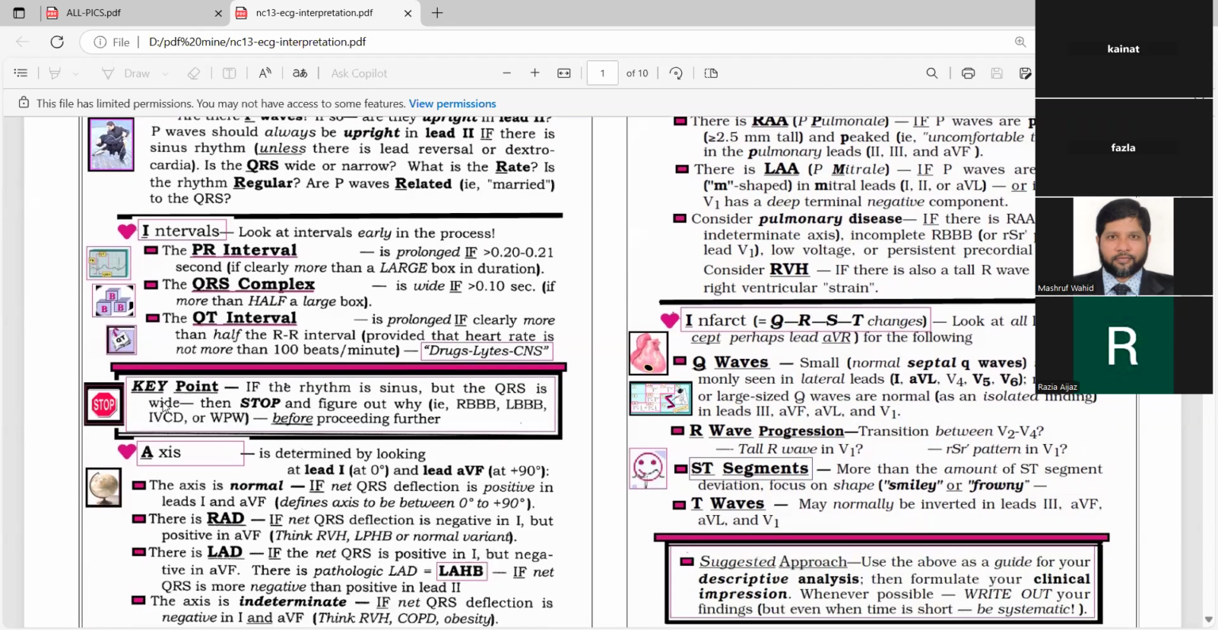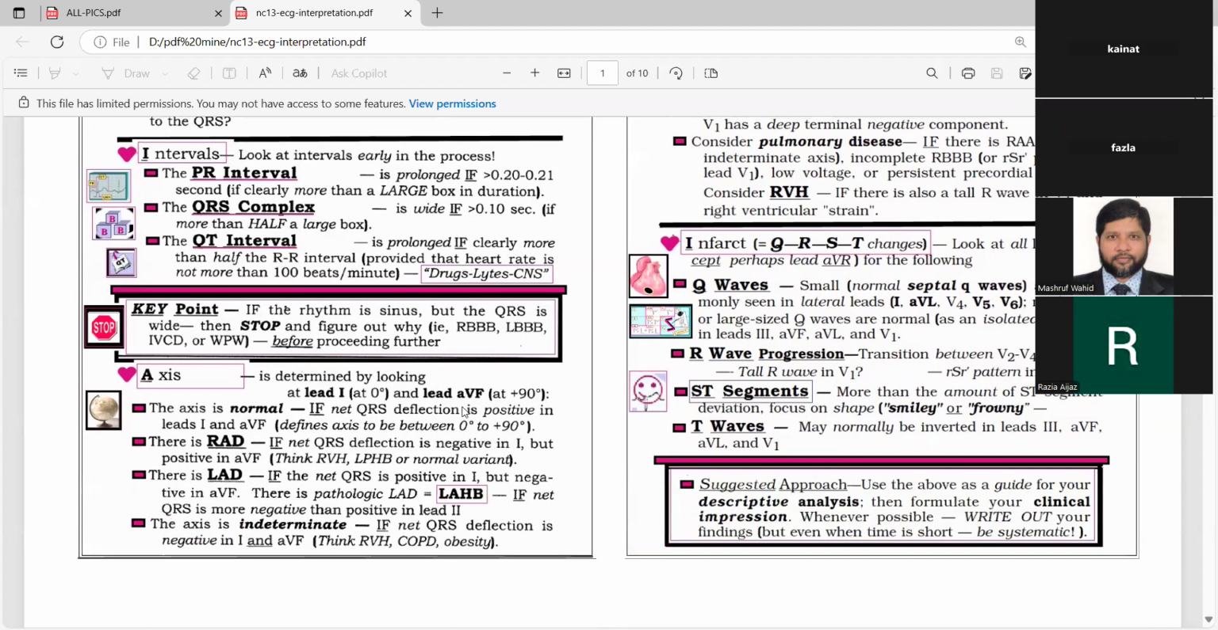Then we are talking about the key points. If the rhythm is sinus and the QRS is wide, then stop and figure out what's going on. It's either a bundle branch block going on.